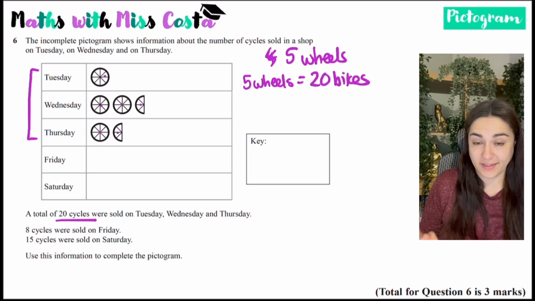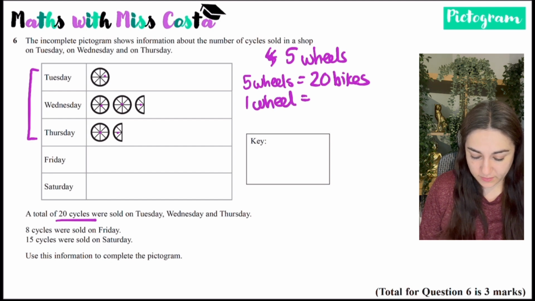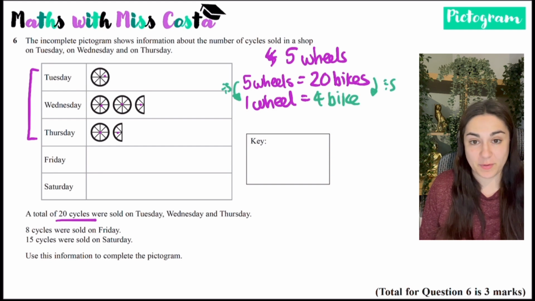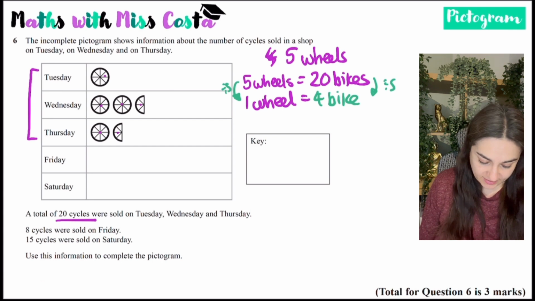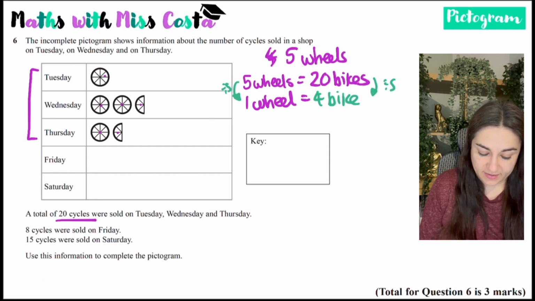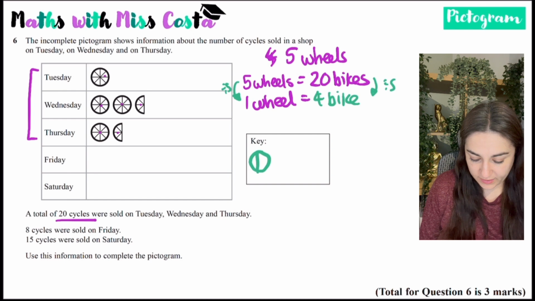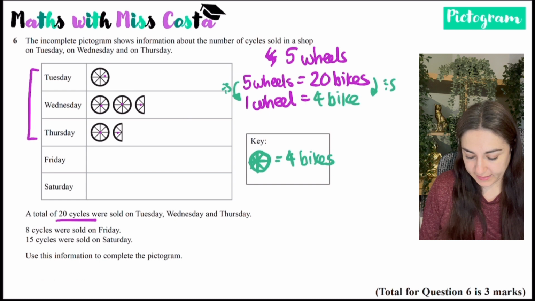So each wheel, if we divide 20 by 5, tells us that 1 wheel must represent 4 bikes, because in a pictogram, the picture represents a certain number of the thing you're counting. We figured out that 1 wheel must represent 4 bikes because 5 full wheels make up 20 bikes. So then we've got a blank key. We can just write over here that 1 wheel is equal to 4 bikes.